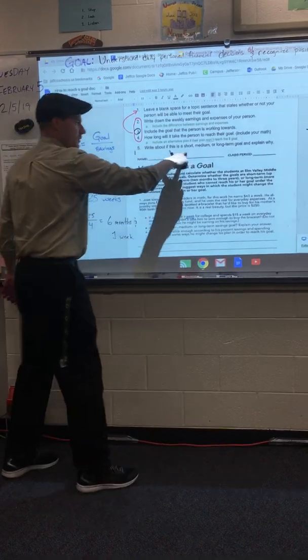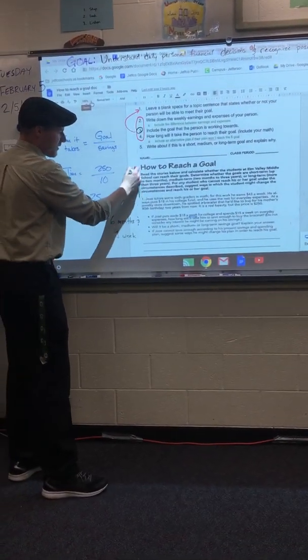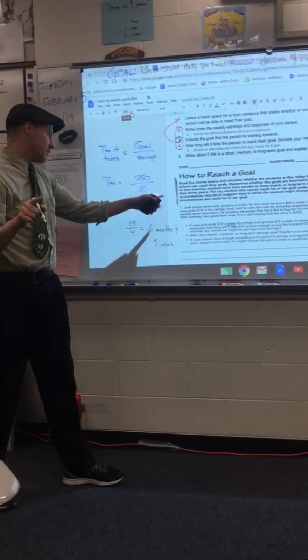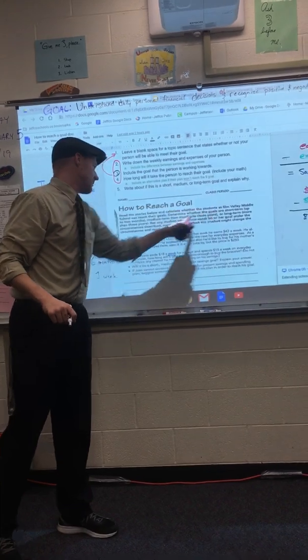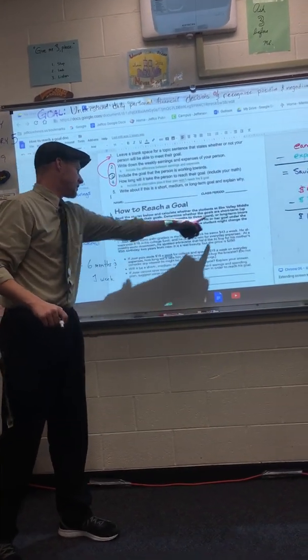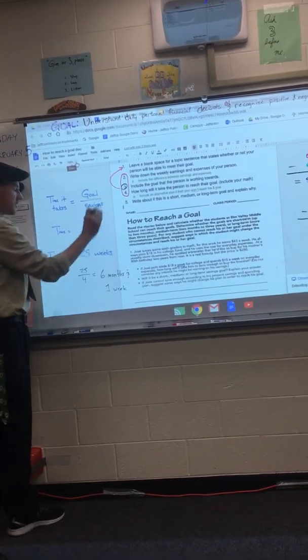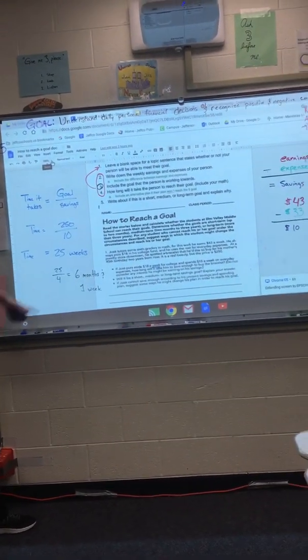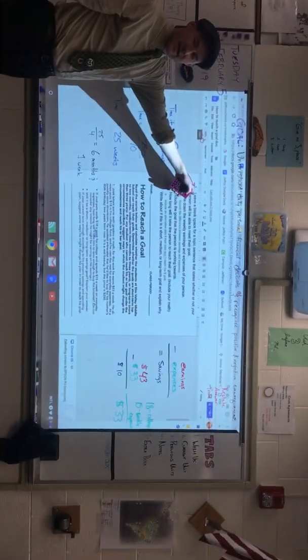Is this a short, medium, or long-term goal? If you read the first problem, you will see the difference between a short-term, a medium-term, and a long-term goal. It's listed in the instructions right here. So this is what I want you to familiarize yourself with. And now that we have the answer to this, now we can answer this question.